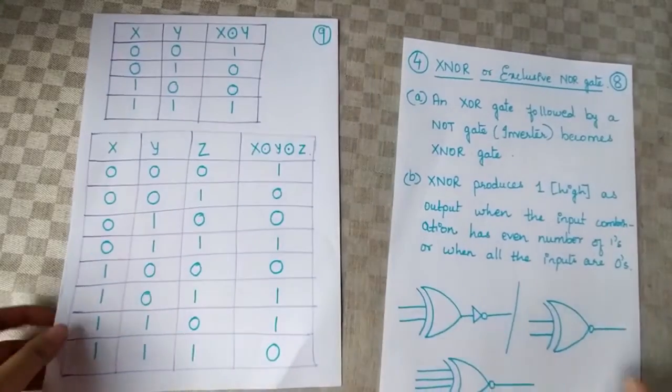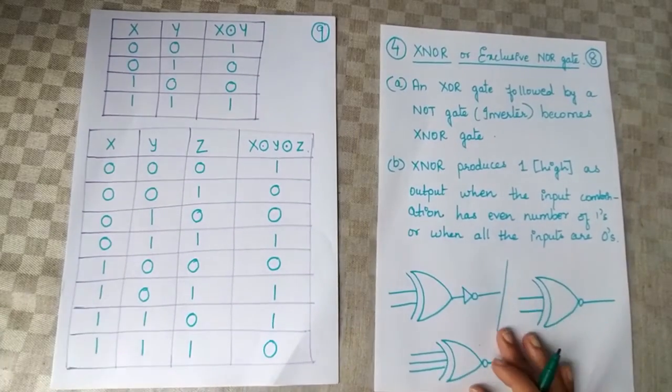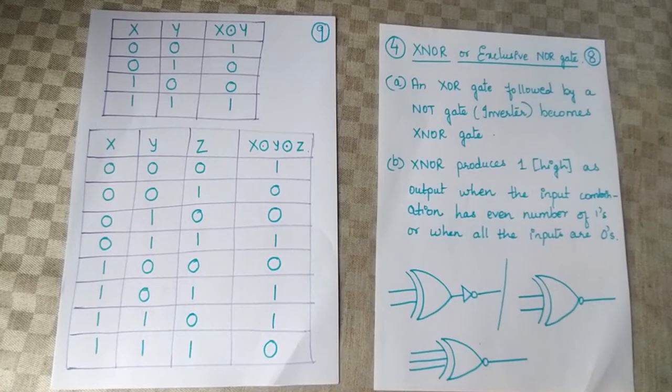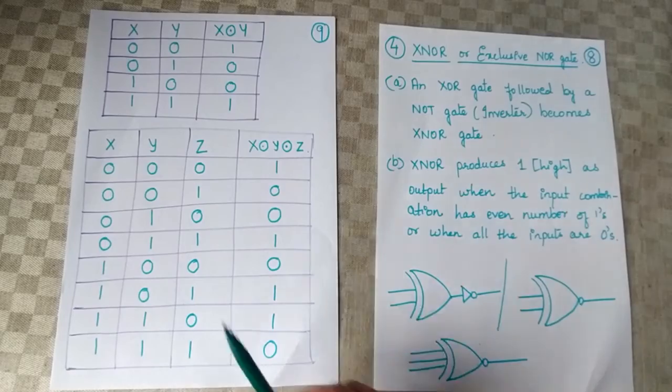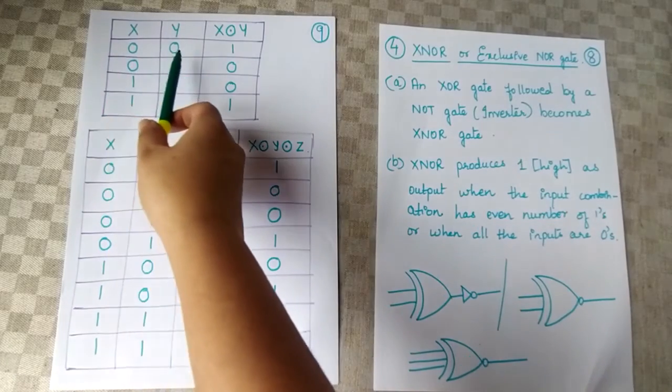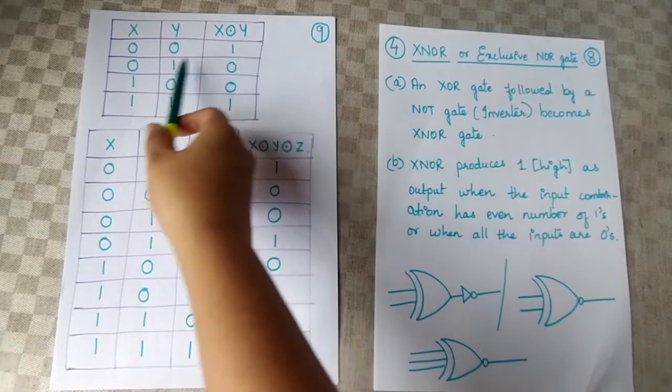Now let's see the truth table. Let us consider 2 input value. If there are 2 inputs, we get 4 combination of values. So what is the condition? XNOR gate is going to produce a result as 1 if in the input number of ones are even number or if all the inputs are zeros. So let's see here. You observe 0, 0. Here both the inputs are 0, so result is 1.